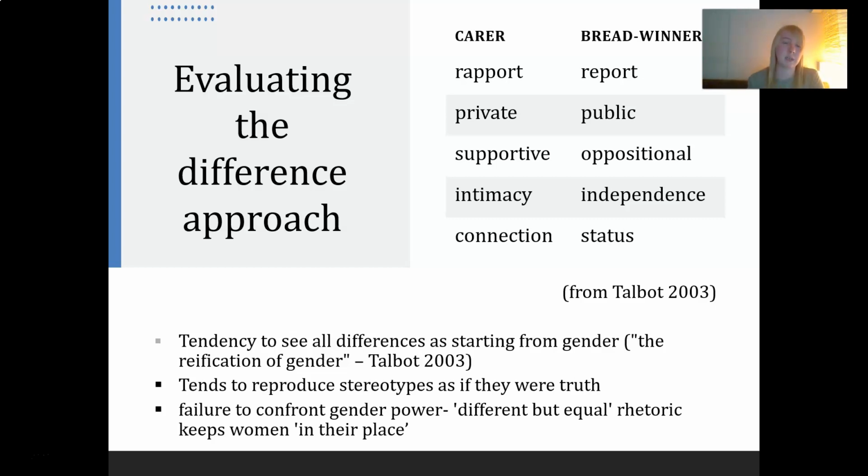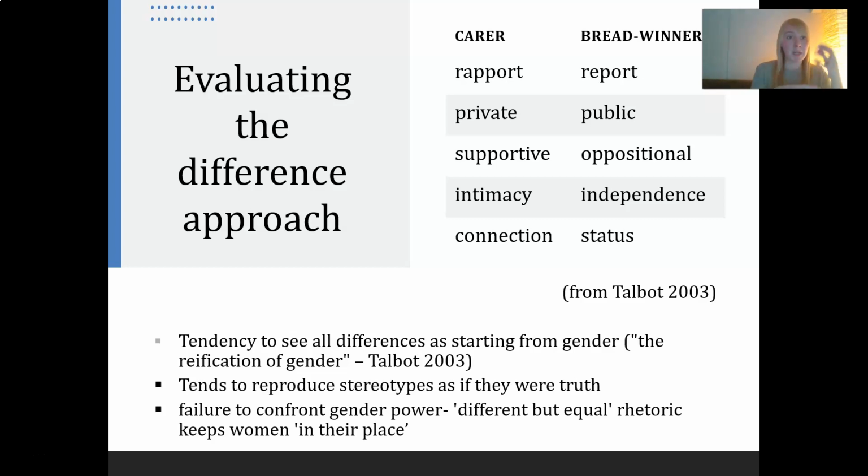And here I've got an example for you from Talbot, talking about these characteristic ways of talking and what these differences look like. So Talbot would tend to say that the more female ways of speaking tend to be people who adopt more of a carer role, centered around building rapport, being more private, more supportive, more intimate, talking about emotions and making connections with people.